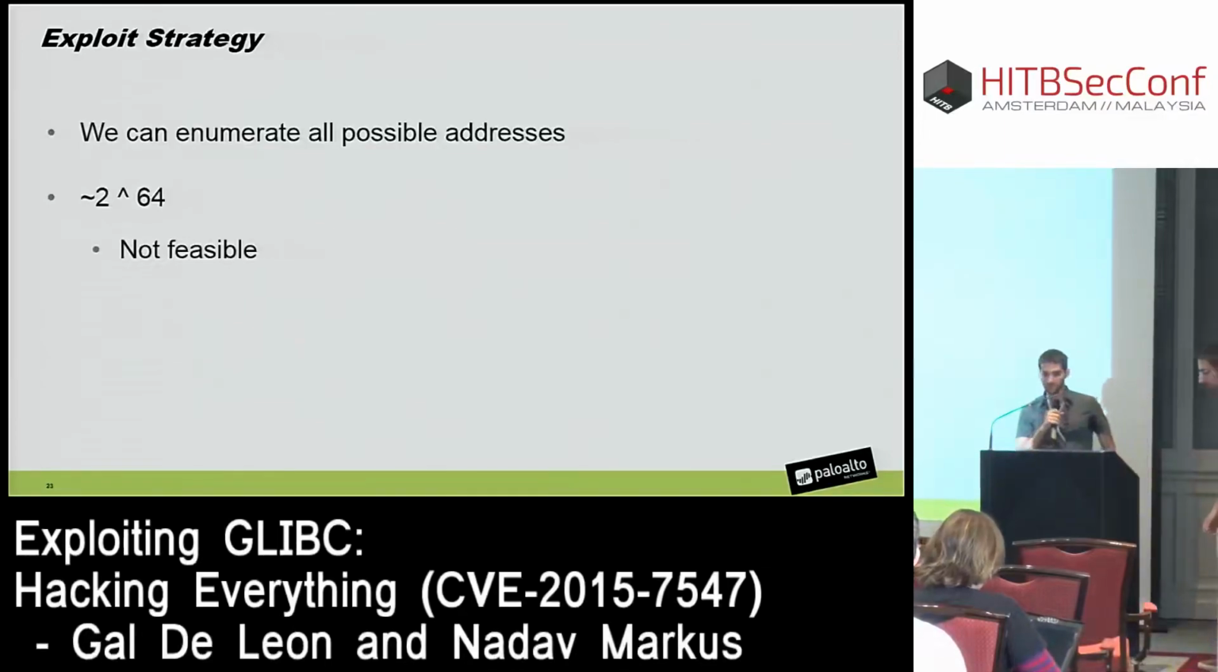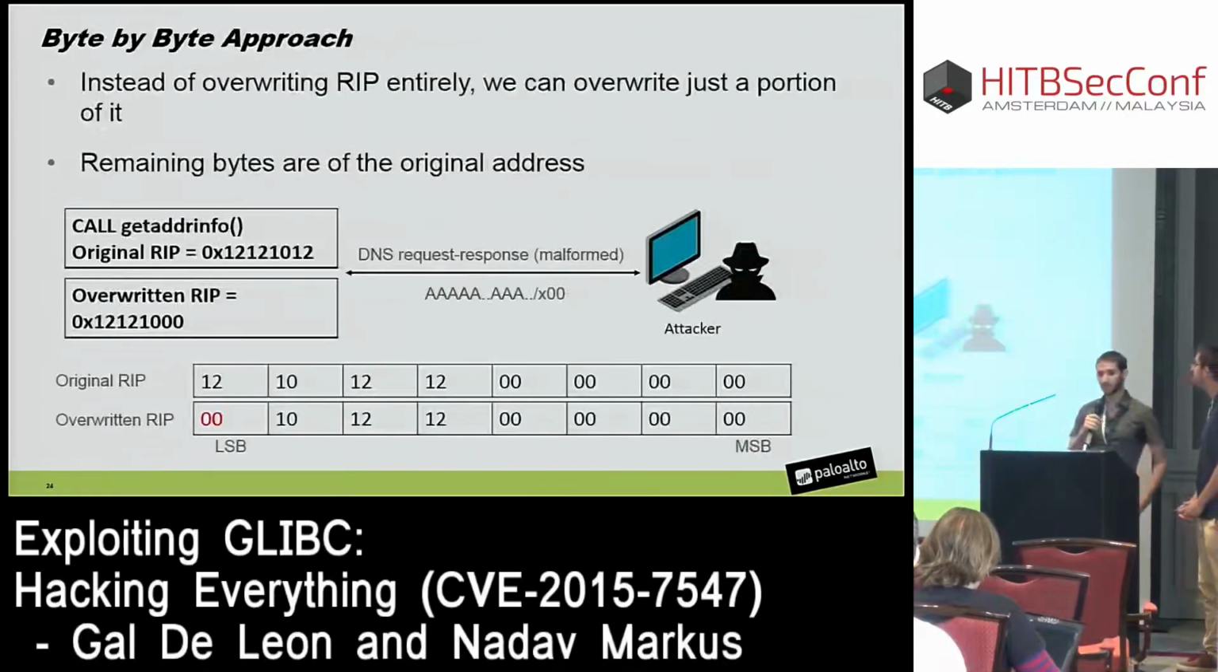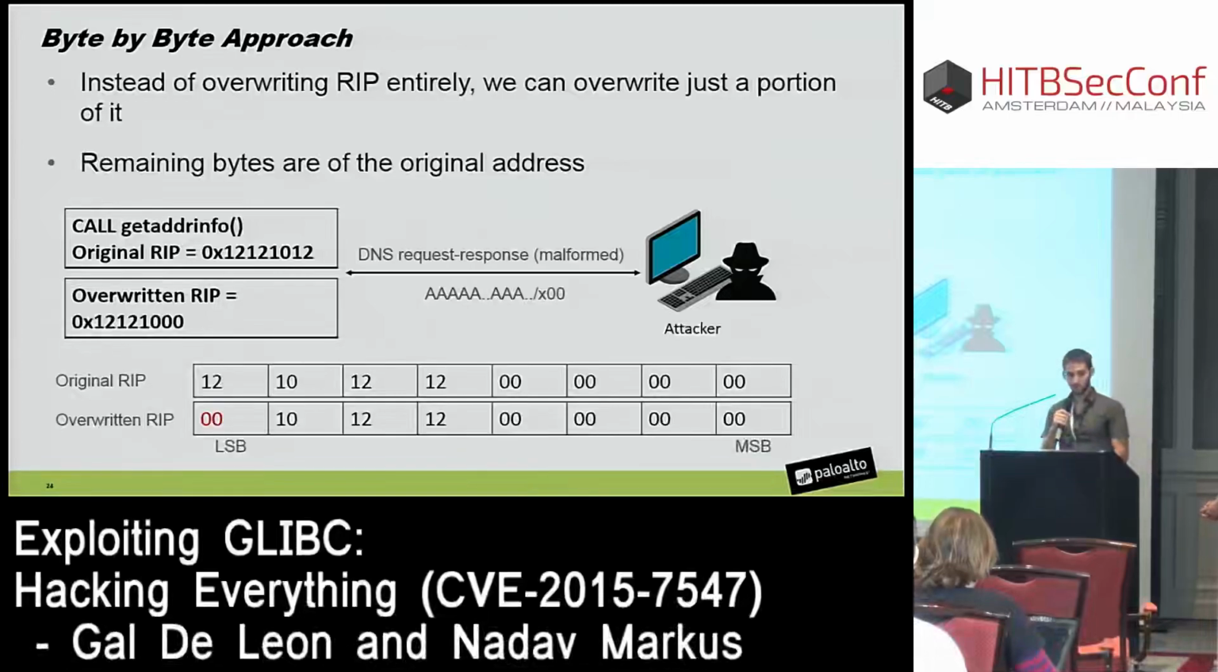So as Gal said, it's not feasible to enumerate 64 bits of entropy. So we thought maybe we could break down the original problem into smaller sub-problems, which will be easier for us to solve. Well, this is exactly the byte-by-byte approach. We don't have to overwrite the RIP completely when overwriting the return address. Because we know how much we overwrite and we know how much to write into memory in order to write the entire address, we can just overwrite a portion of it instead.